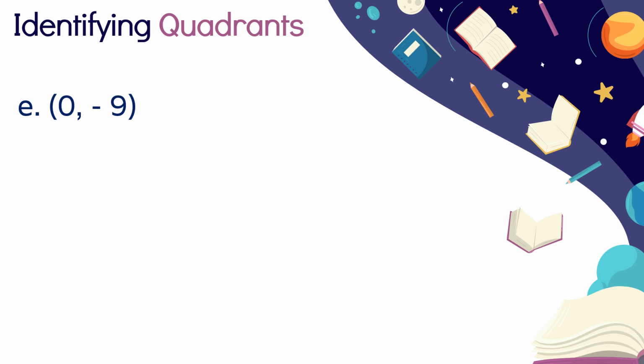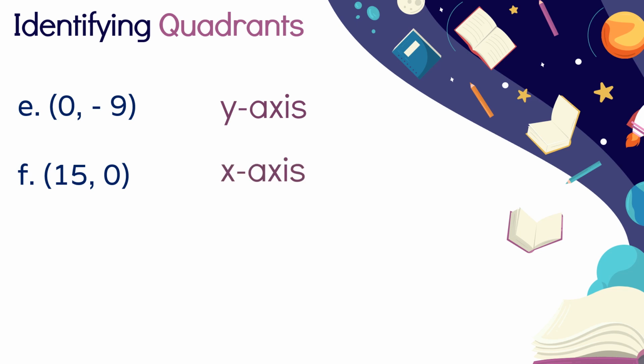How about if we have 0, -9? Yes, the first coordinate is 0, meaning this point lies on the y-axis. How about if we have 15, 0? This time our ordinate is 0, meaning this point lies on our x-axis. And if we have the coordinate 0, 0, where can we locate this point? Correct. It is in our origin.